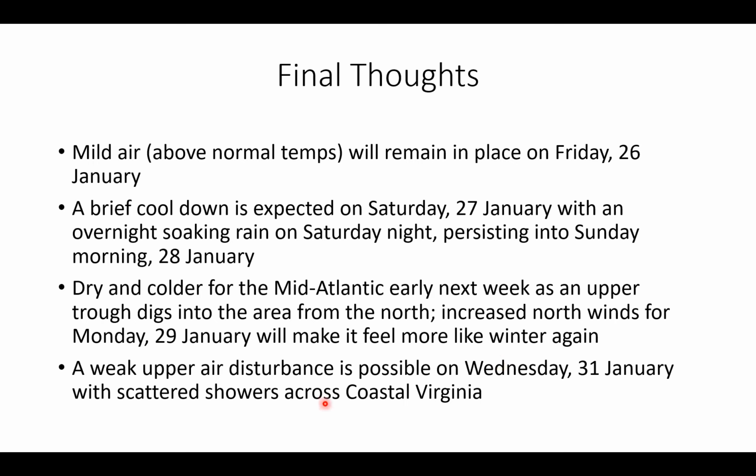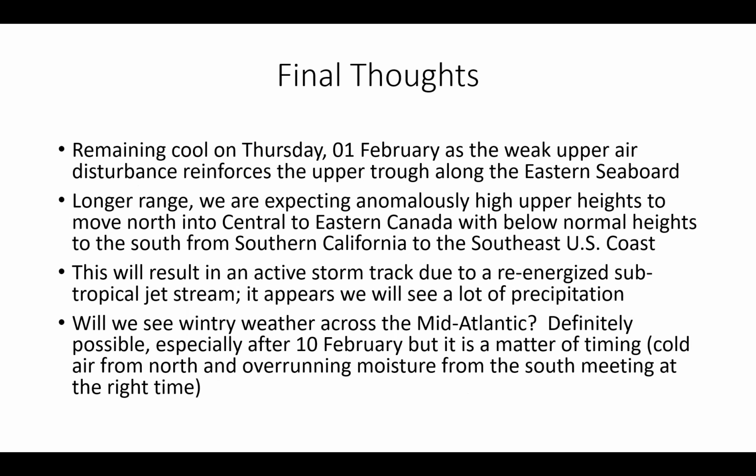We will see a weak upper air disturbance. It's going to drop through the trough on Wednesday, the 31st of January, and it's going to produce some widely scattered showers across coastal Virginia. Not expecting a soaking rain on that system. Finally, we'll be remaining cool on Thursday, the 1st of February. The weak upper air disturbance reinforces the troughiness across the eastern seaboard.